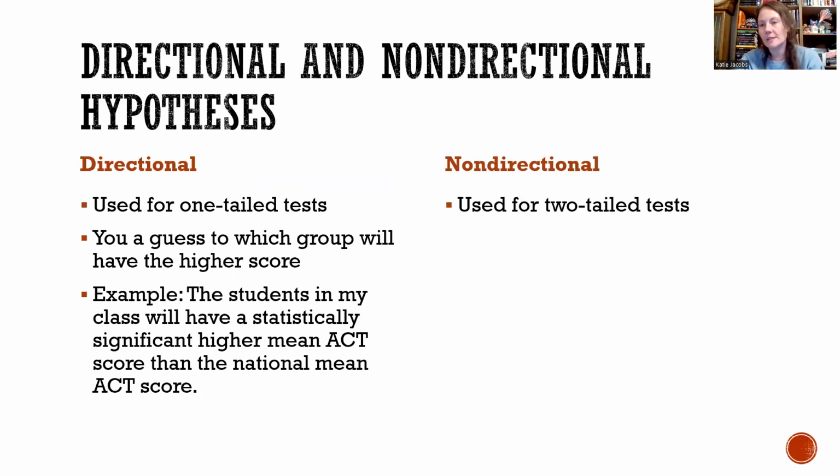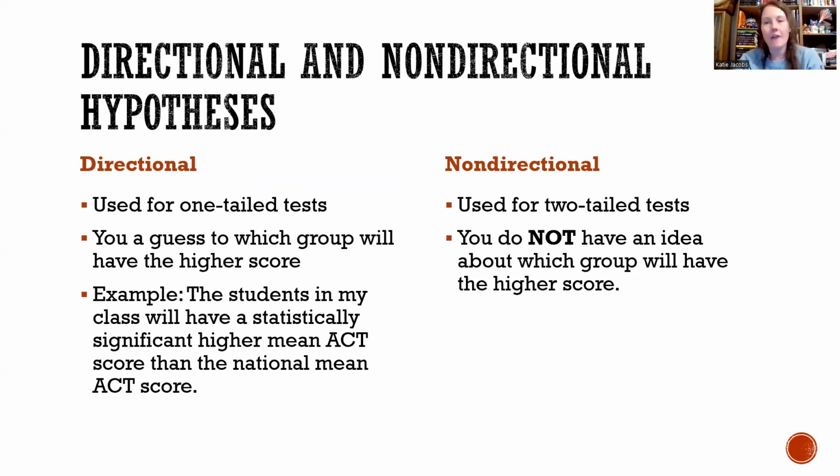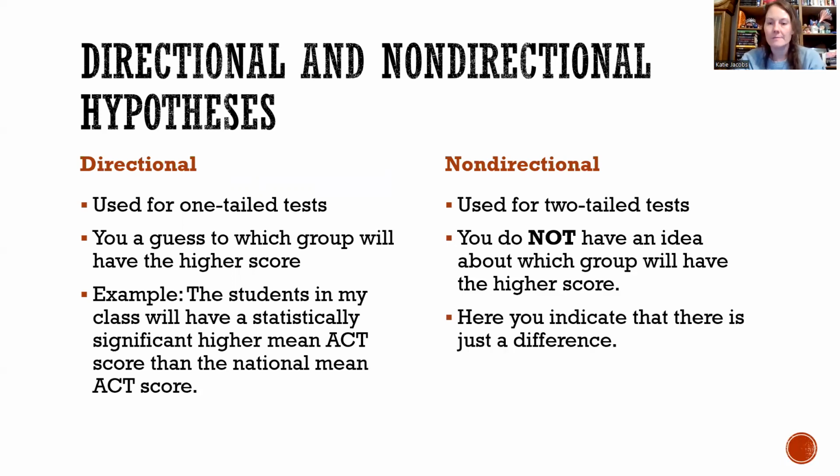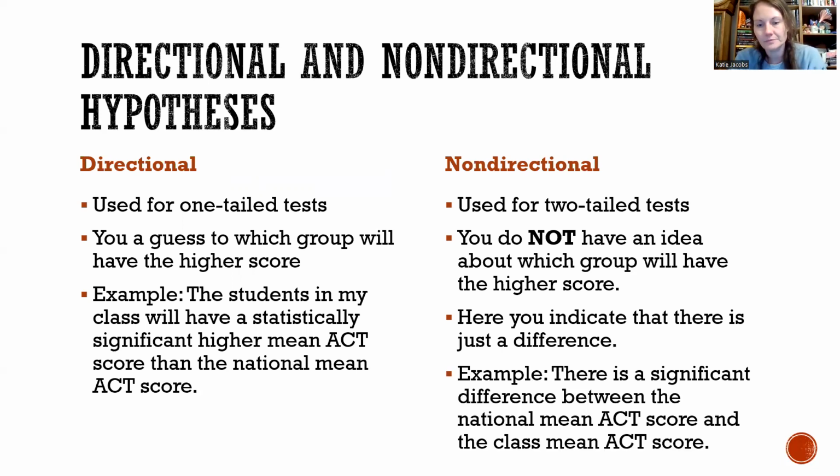Non-directional, again, is used for two-tailed tests. This is where you don't have an idea which group will have the higher score. Here you just indicate that there's some sort of difference. Example: there's a significant difference between the national mean ACT score and the class mean ACT score.